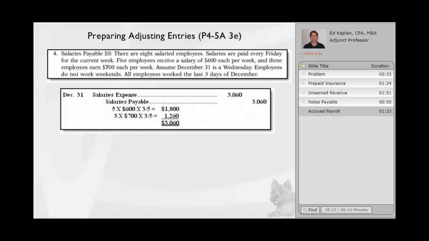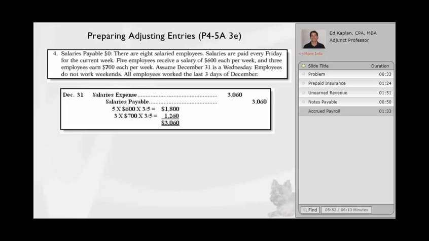Okay, now you see the adjusting entry we need to record to show the company's obligation to pay its salaries as of December 31st, 2010, and also to record the salaries expense it incurred during 2010. So we take the 5 employees times $600 per week times 3/5, right? They work 5 days, they've already worked 3 days, and that gives us $1,800. Then we need to take the other 3 employees that make $700 per week, and they worked 3/5 of a week as well, so they earned $1,260.